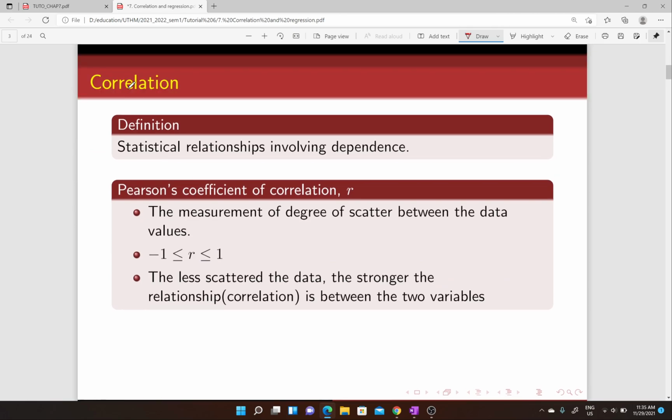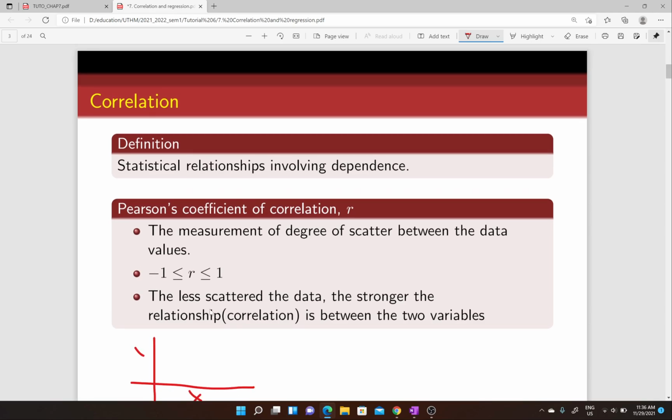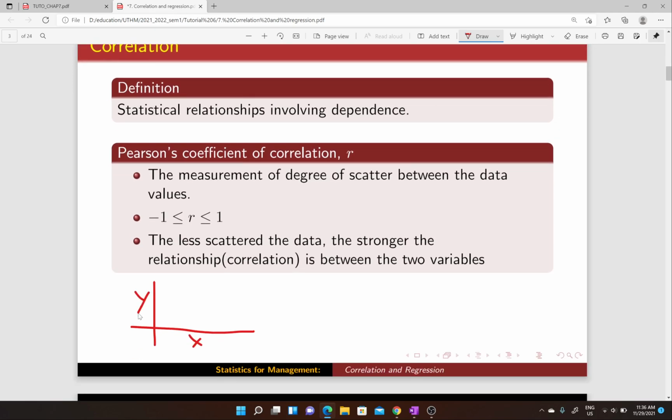So what is correlation? It is a statistical relationship involving dependency. How dependent is one variable on another variable? We measure the strength of the dependency. If you have variables x and y, how strongly does x influence y? The x is the independent variable and y is the dependent variable, so y depends on x.